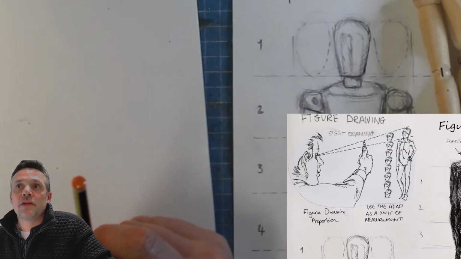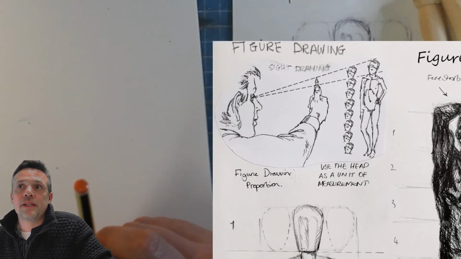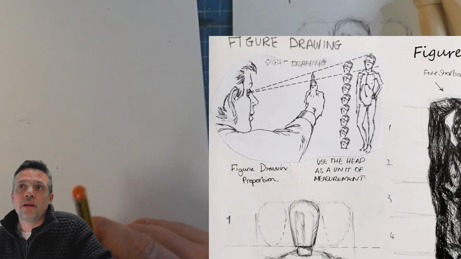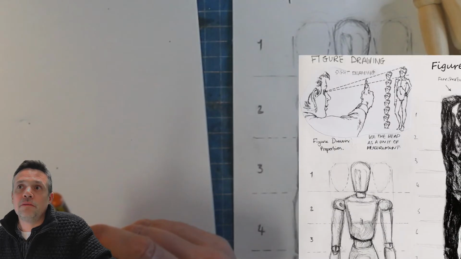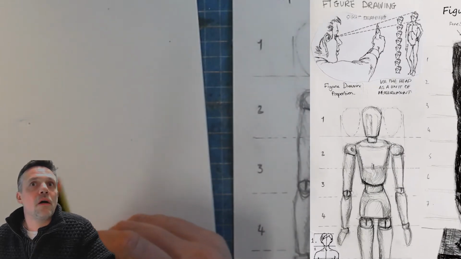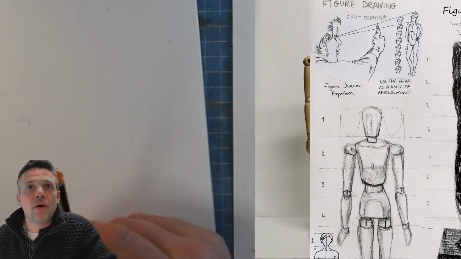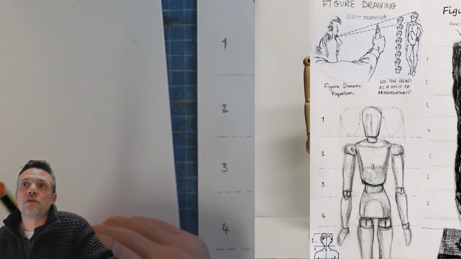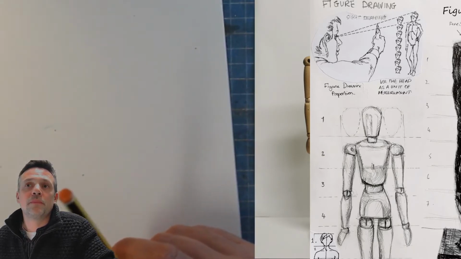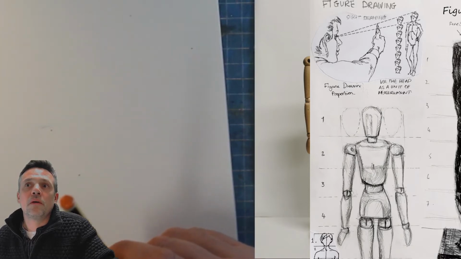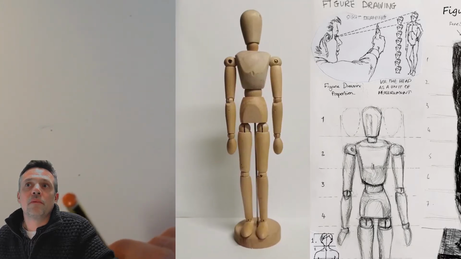So you can see here the chap is holding the pencil. He's measured off the first head and so on. What I'm going to get you to do now, I'll just mute that, is I'm going to put the first dummy on the screen. Just move him around a little bit. There he is.